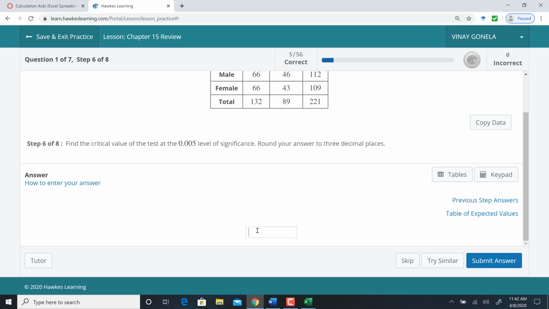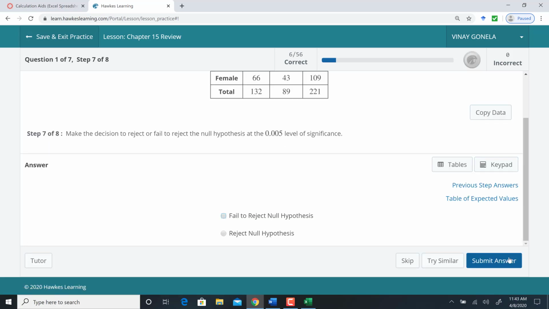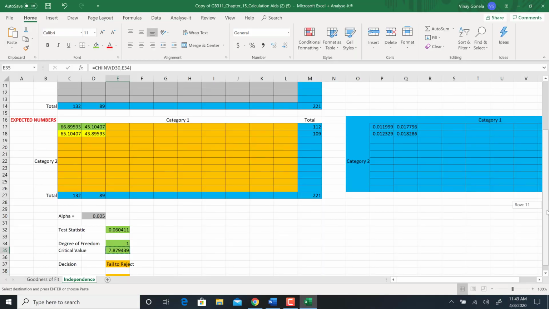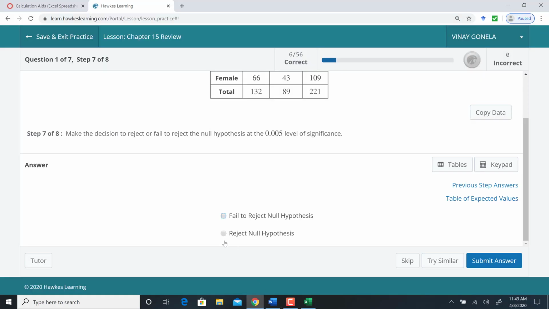And then I will put the critical value, which is 7.879, and then make the decision to reject or fail to reject. So the decision would be fail to reject. So that is our decision, fail to reject.